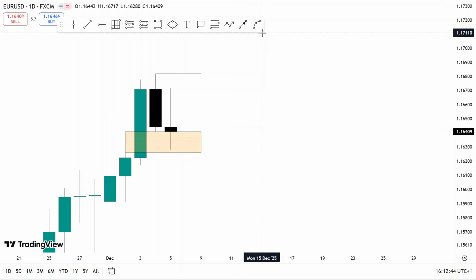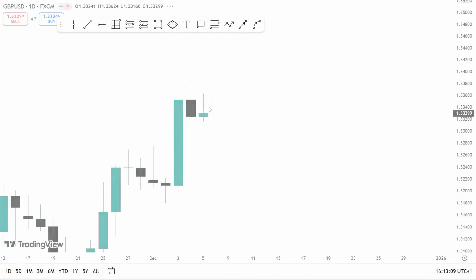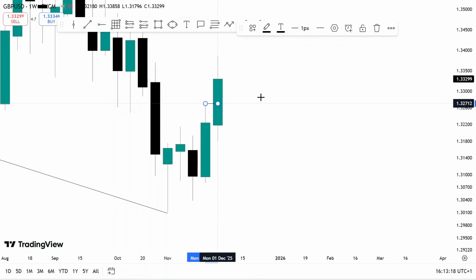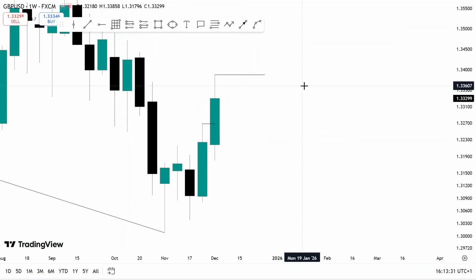Now let's talk about GBPUSD, and you'll see something very similar. First, on the weekly chart, we can see that price closed above the previous candle's high. This makes that high our draw on liquidity. Again, the concept of candle science.